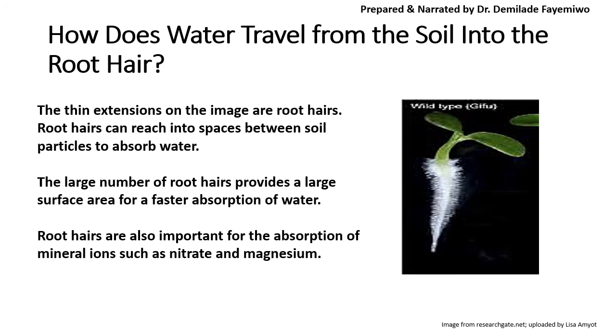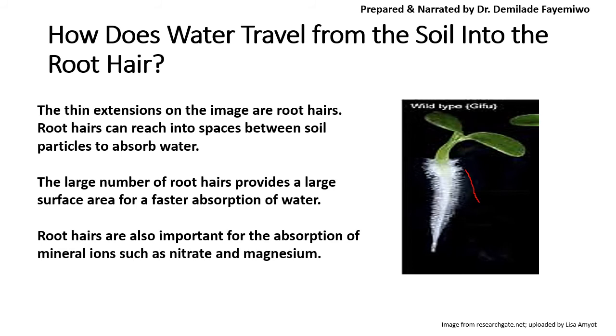And what the root hairs do is that they can grow and elongate and reach into spaces between the soil particles to absorb water. Now, many plants would have thousands, even millions of root hairs, and what this allows is a faster absorption of water into the root so that the water is able to then move into the xylem. Root hairs also enable plants to absorb mineral ions like nitrate and magnesium because they are so tiny.